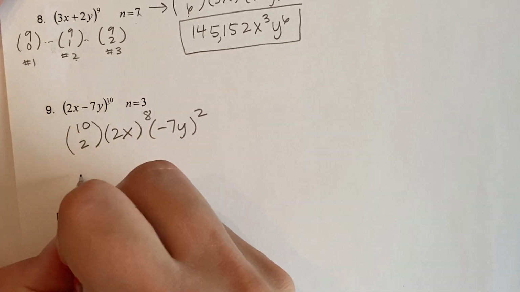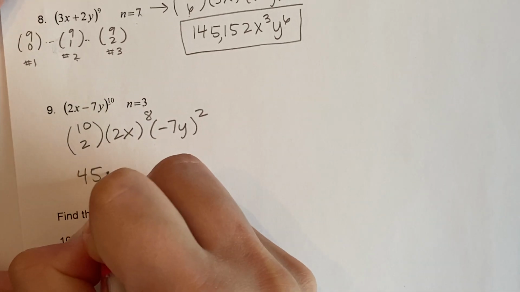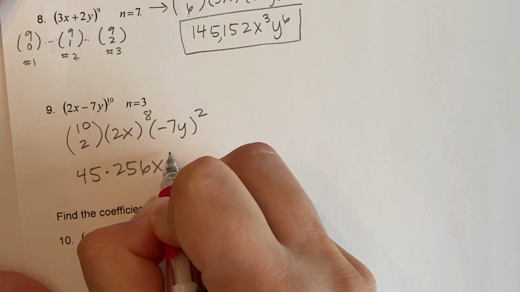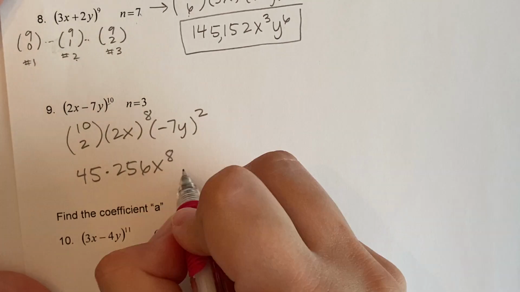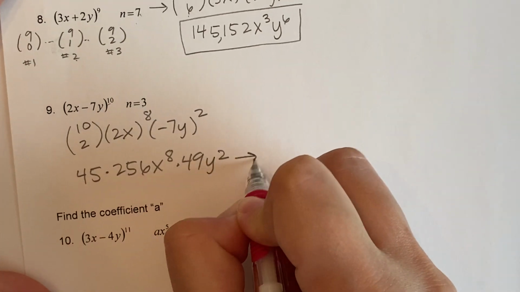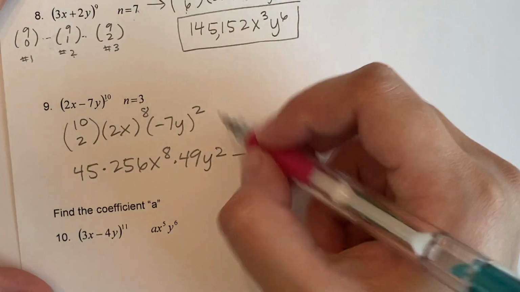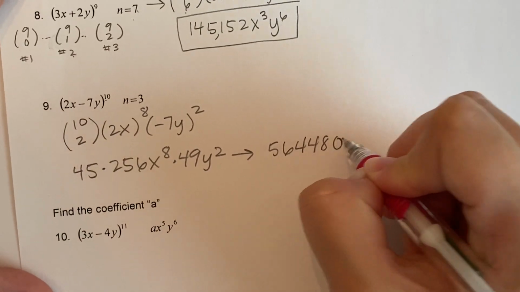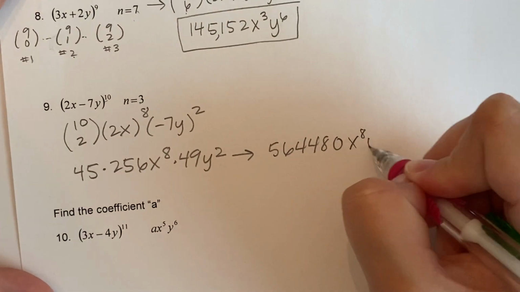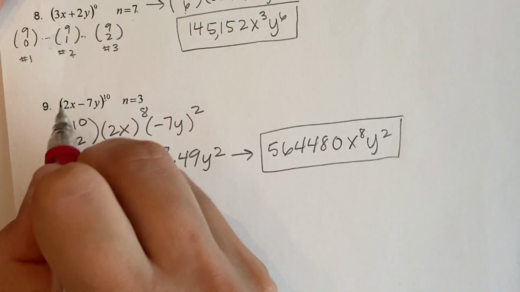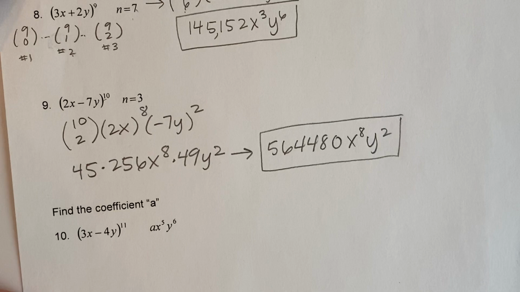10 choose 2 is 45. 2 to the 8th power is 256. Negative 7 squared is 49. But now I need to simplify that, so multiply all the numbers together. And then x to the 8th, y squared. So that's the third term if I were to expand this binomial.